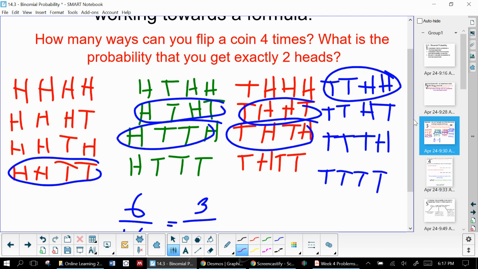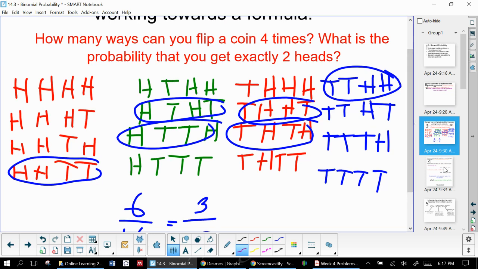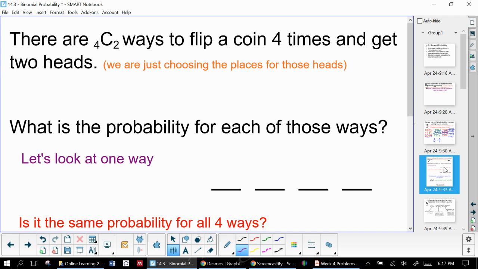You can just imagine if I ask you a similar question with flipping a coin 10 times. There's over 1,000 possibilities there. We definitely don't want to be doing that. So let's go through. This part here is just going to talk about where the formula comes from, and we'll get to the formula on the next slide here.